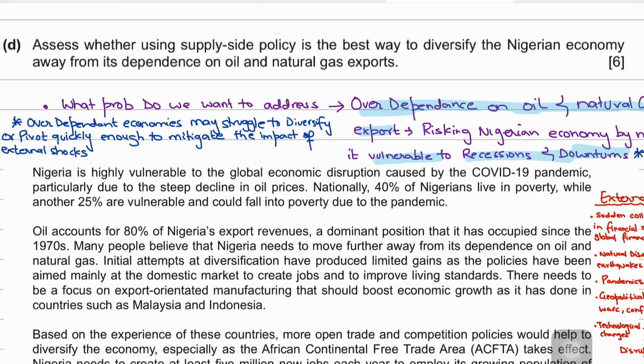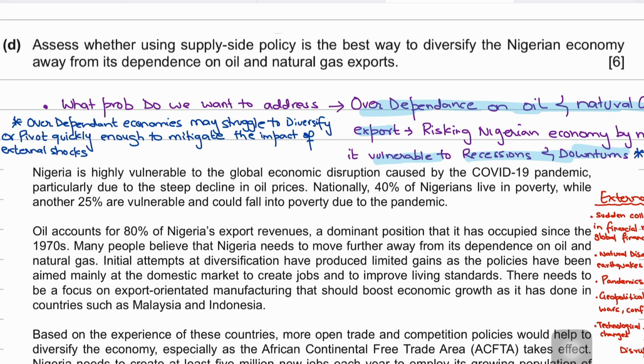And so over here, it's important that you mention that diversifying an economy away from its dependence on oil and natural gas exports is important for the country's long-term economic stability, right? Otherwise, the economy would always be vulnerable to economic shocks and end up in recessions, right? The reason is that over-reliance on a single commodity such as oil or natural gas could make an economy vulnerable to fluctuations in global commodity prices. So diversification helps to reduce the impact of price fluctuations on an economy.